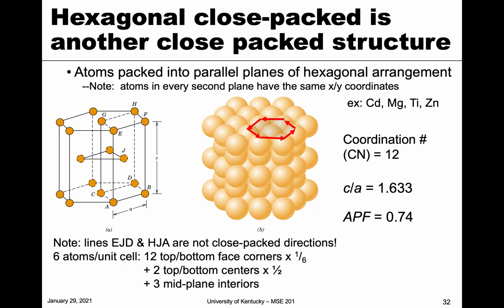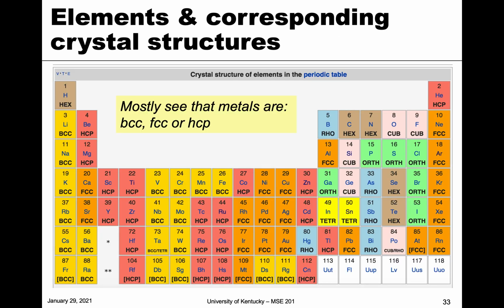All right, with that in mind, I want to have us take a look at the periodic table. And so this is the periodic table of crystal structures for the different elements. And this is just reproduced from Wikipedia. So you can find this very easily. But if we look at all of these, this basically shows us that a majority of these are in fact the 3 that we've just talked about: BCC, FCC, and HCP.